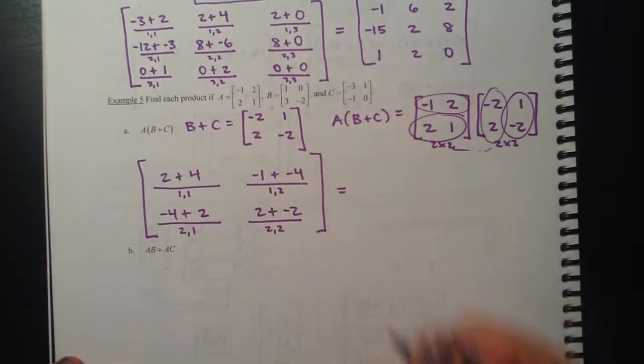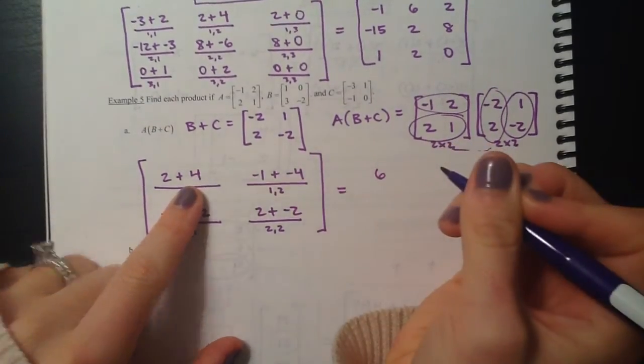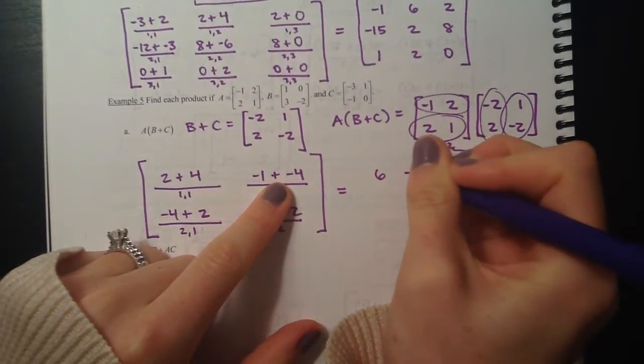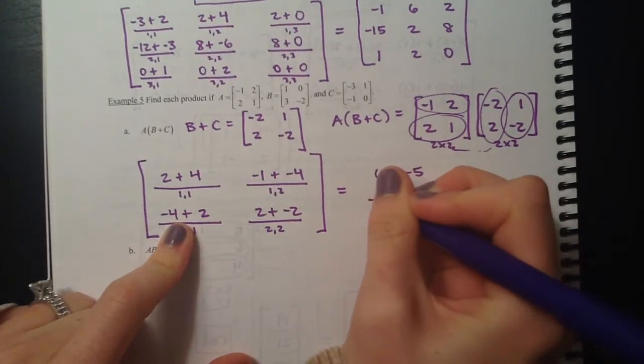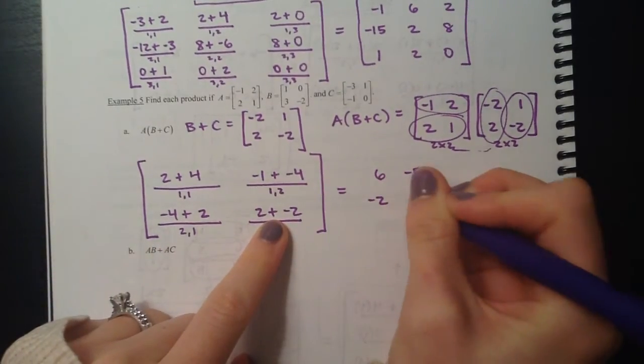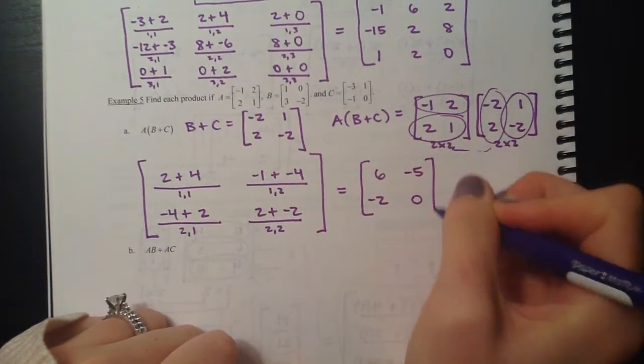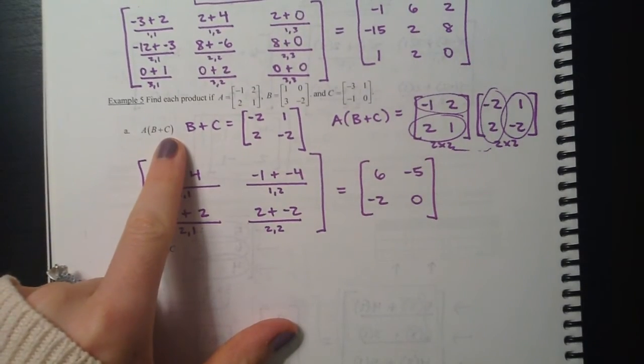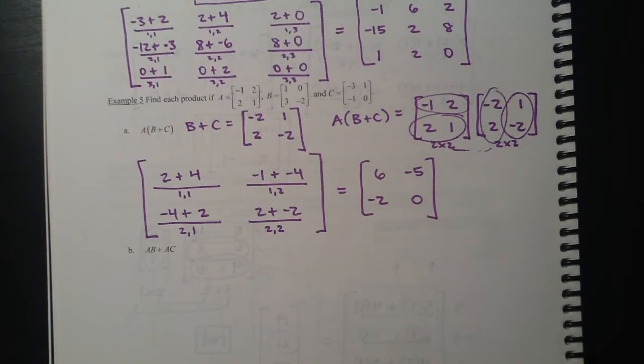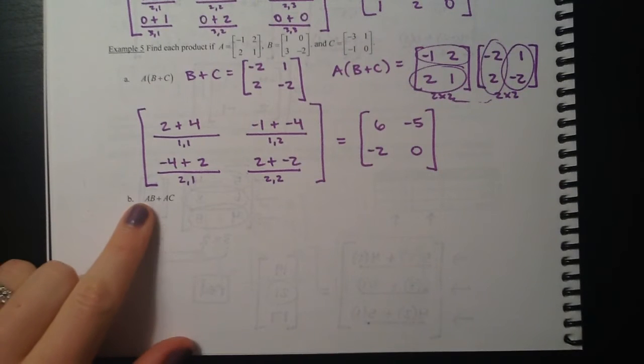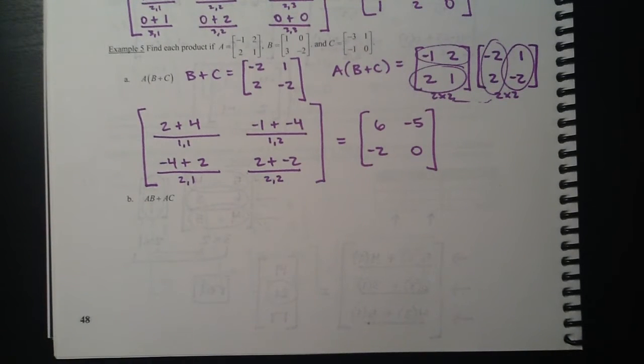Okay, so I'm going to combine these up. 2 and 4 gives me 6. Negative 1, negative 4. Negative 4 and positive 2. And positive 2 and negative 2. So that is what I get if I add inside the parentheses first, then multiply by the A. Okay, let's see what we get if we multiply first, then add together. So let's start with A times B.